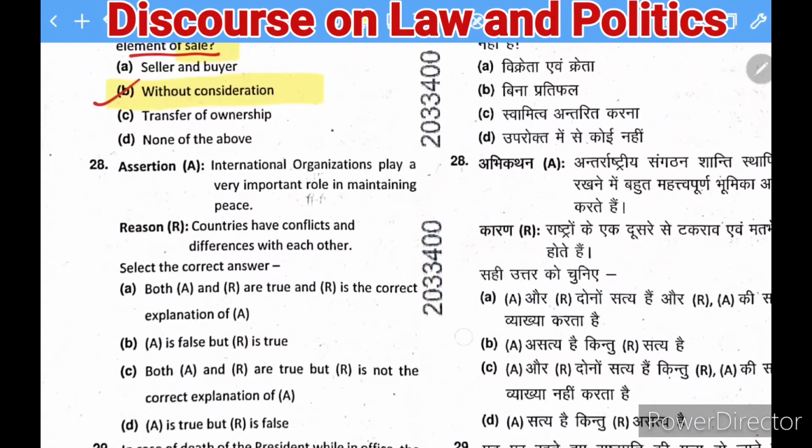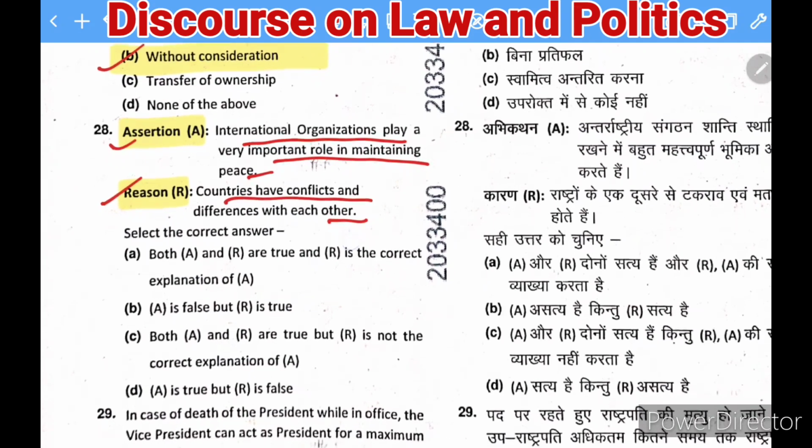Okay, next question, based on the assertion and the reasons. Let's see assertion and reasons. The first one is, international organization plays a very important role in maintaining peace. And reason is this, countries have conflicts and differences with each other. And this is the way you can find the assertion and reasons. What you find is whether the assertion is going to be justified by the reason.